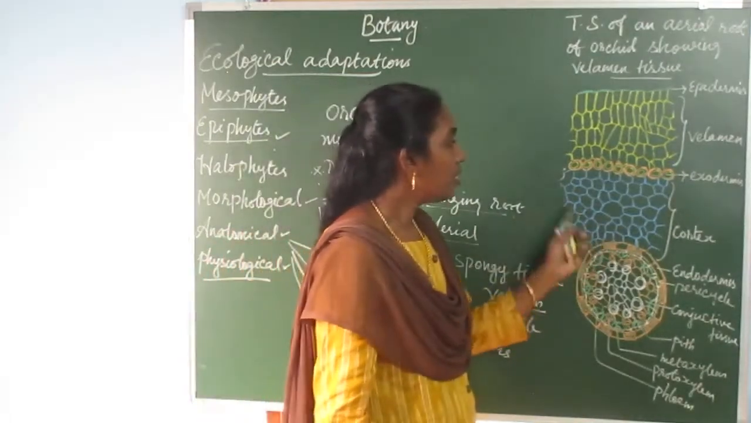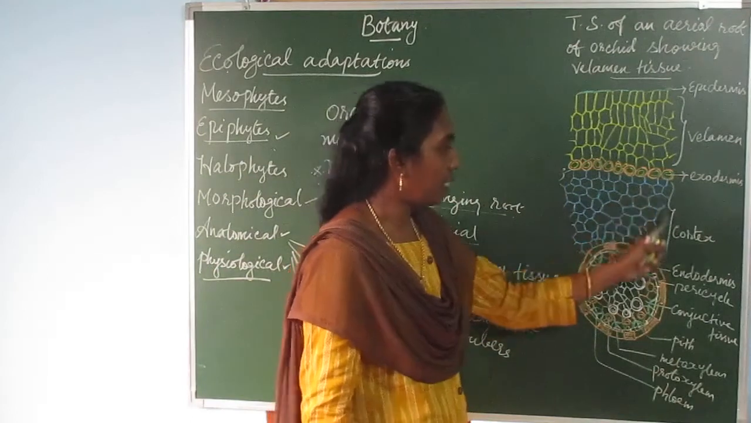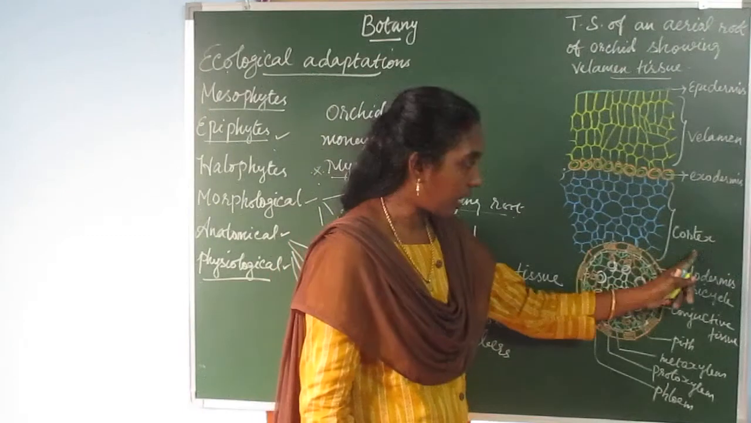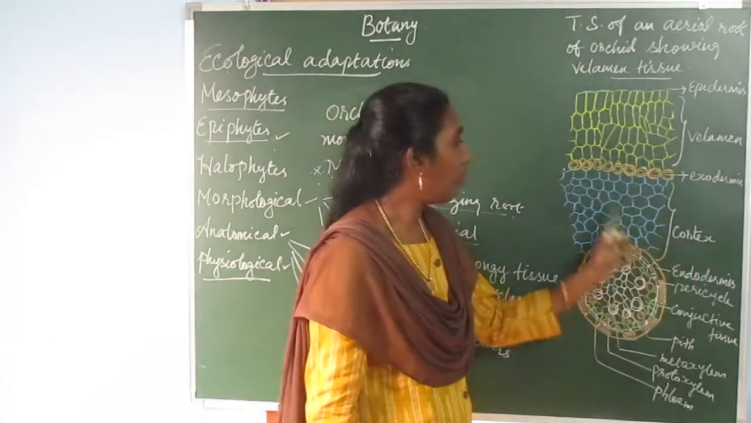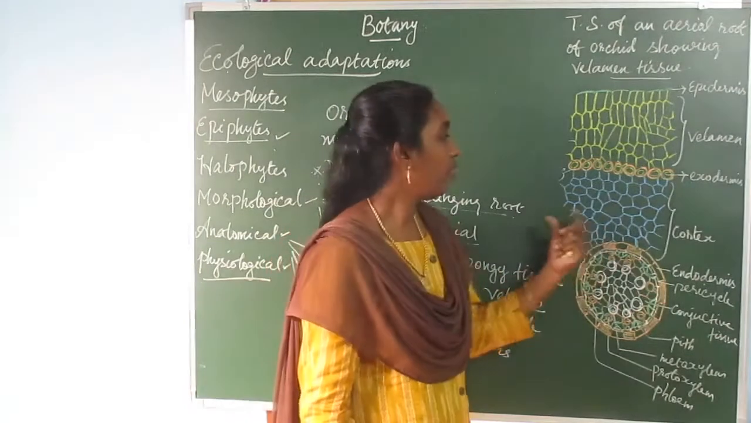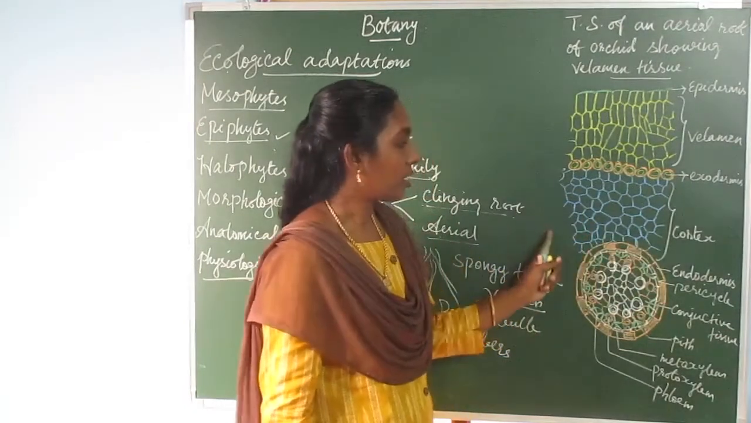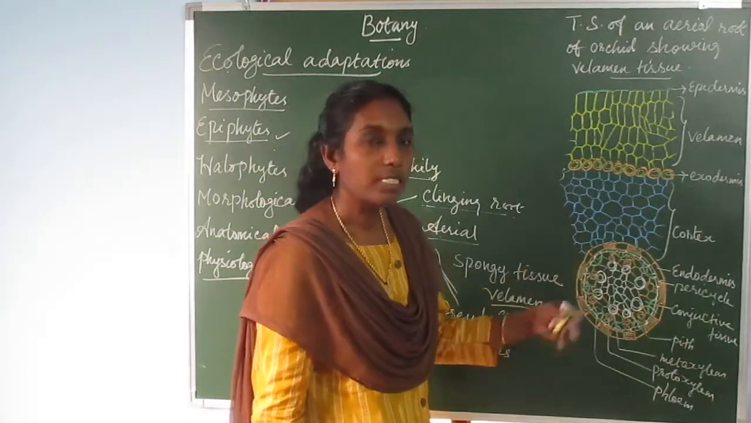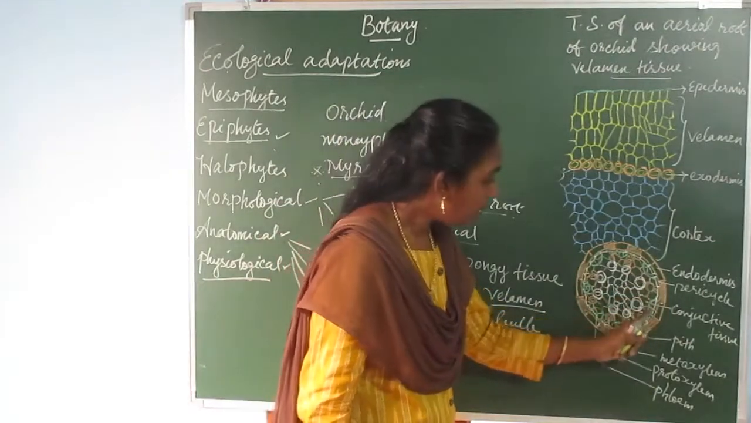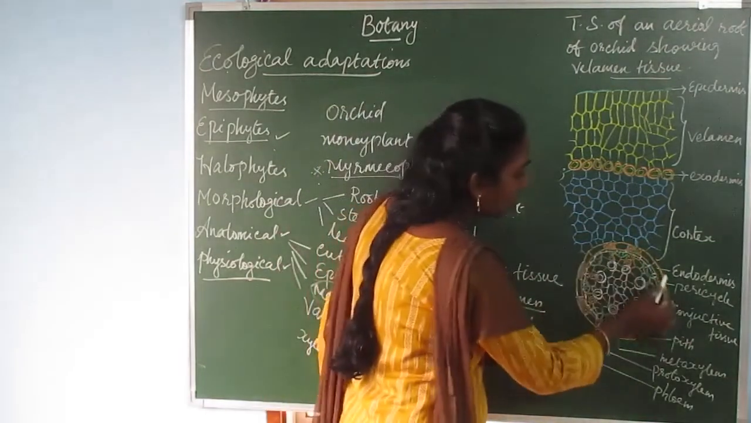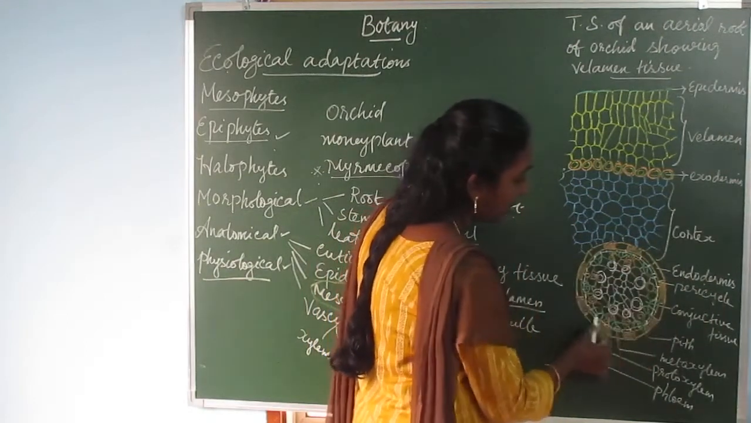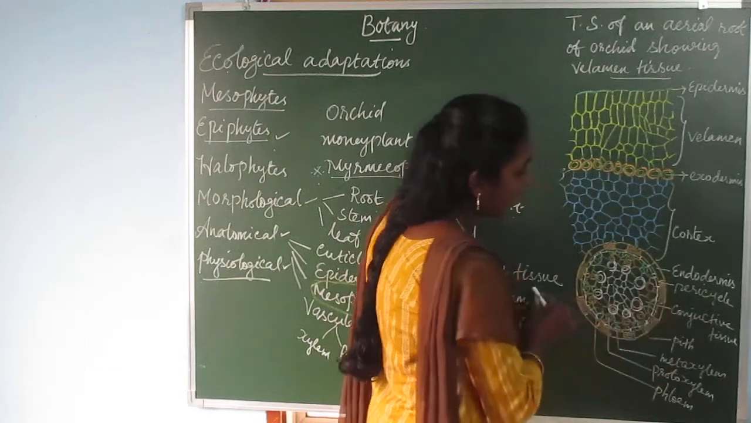Beneath this exodermis, there are a number of parenchymatous cells. This region is known as the cortex. The cortex is made up of a number of parenchymatous cells to store food materials. Now inner to this cortex there is the endodermis. Inside it there is the pericycle, a single layer of barrel shaped parenchymatous cells.